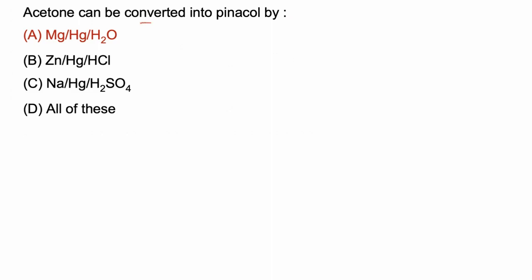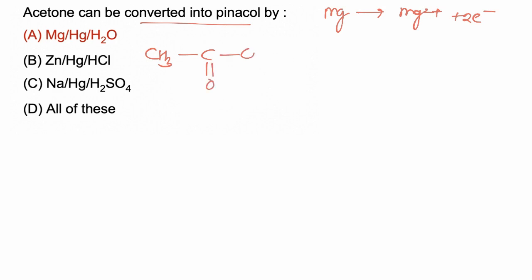Acetone can be converted to pinacol by using magnesium metal with mercury and water. Magnesium is an electropositive metal, donates its pair of electrons and is converted to cation Mg2 positive plus electrons. Now in the presence of free electrons, the reaction takes place via a single electron transfer mechanism. In the presence of free electrons, this is converted to a radical anion. Now the radical anion is formed.